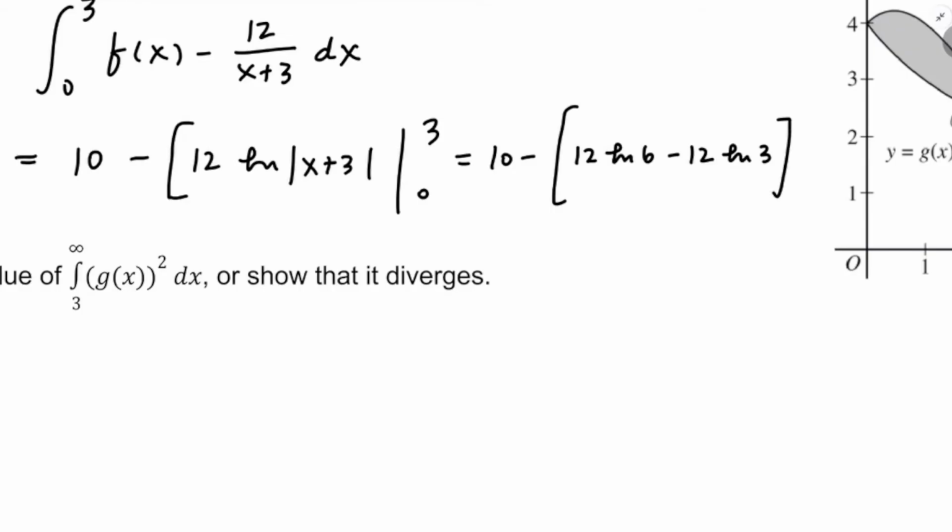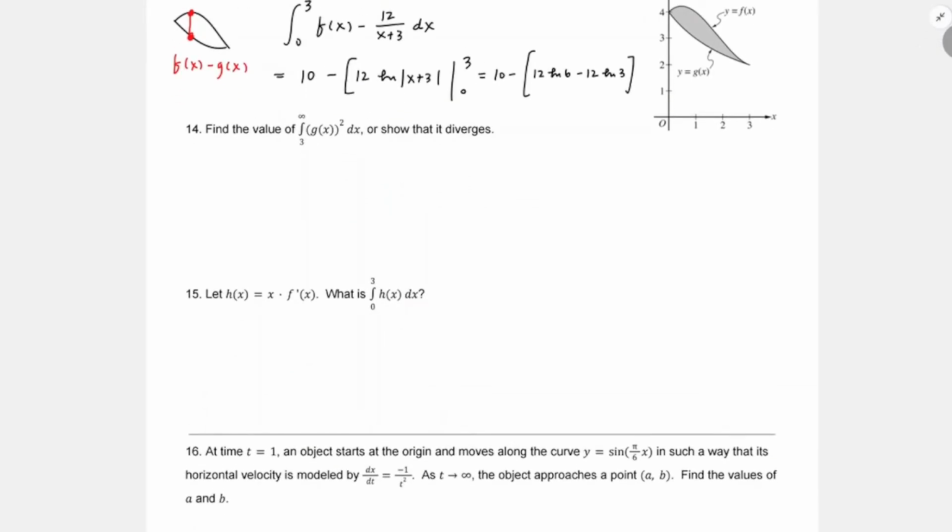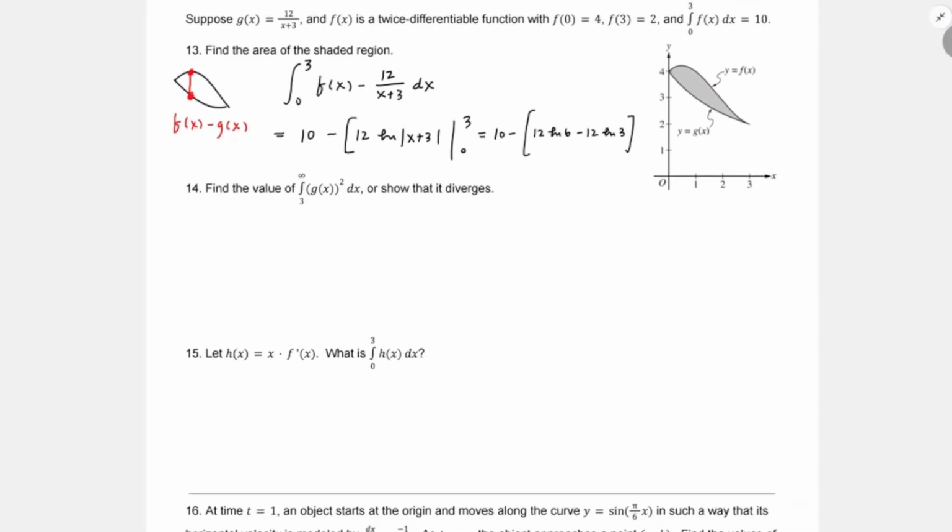Okay, and if you want to stop there, that's perfectly fine. But if you wanted to combine those, we could factor out the 12. Say it's log of 6 divided by 3. That would be 10 minus 12 log 2. And I think that's still going to be a positive number. Make sure of that. Yep, that's positive, it was 1.68 something, so that looks reasonable based on the diagram.